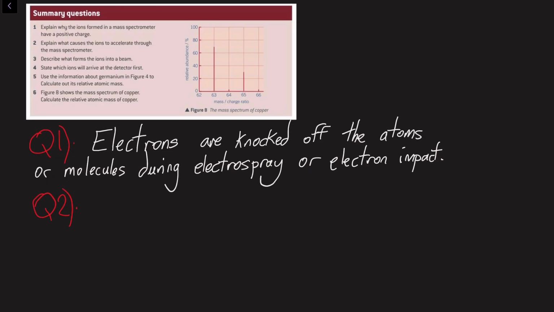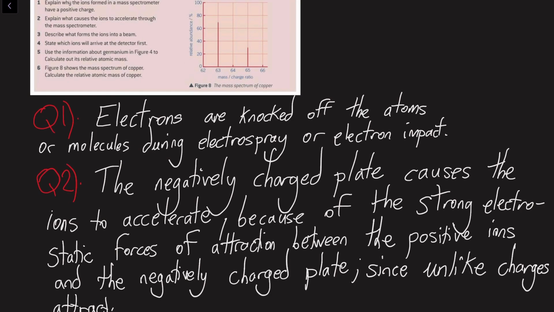and so ions with a positive charge will form. Now the second question asks, explain what causes the ions to accelerate through the mass spectrometer, and the answer to this is the negatively charged plate causes the ions to accelerate through the mass spectrometer, and that's because of the strong electrostatic forces of attraction between the positive ions and the negatively charged plate, since unlike charges attract. Okay, so that's the final answer.